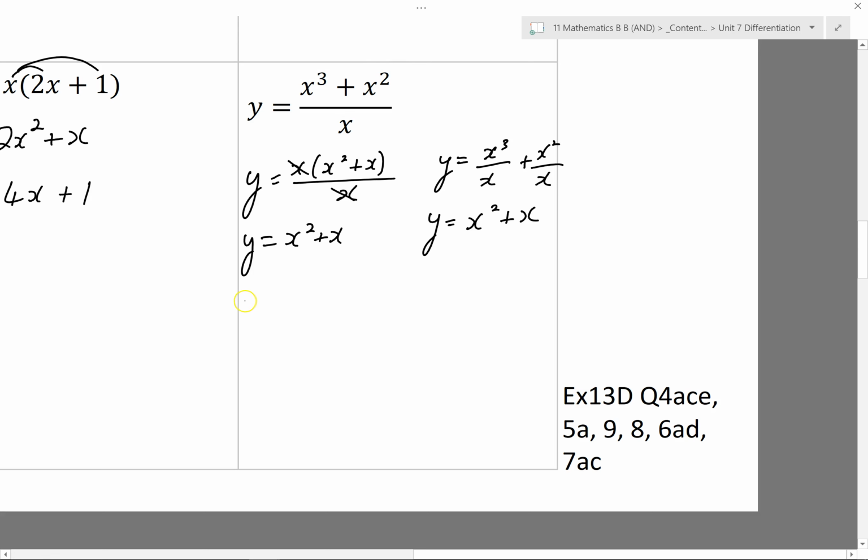Either way you want to go, our derivative will just be 2 times 1, and x to the power, reduce the power by 1, and the derivative of x will just be 1. And I don't need that power 1 there either.